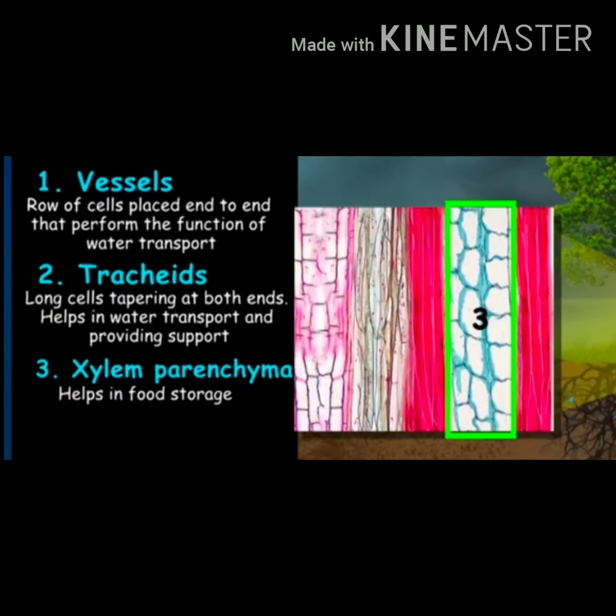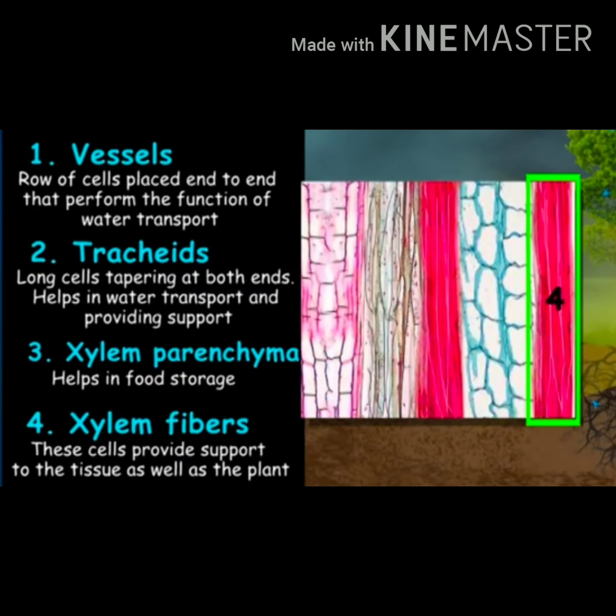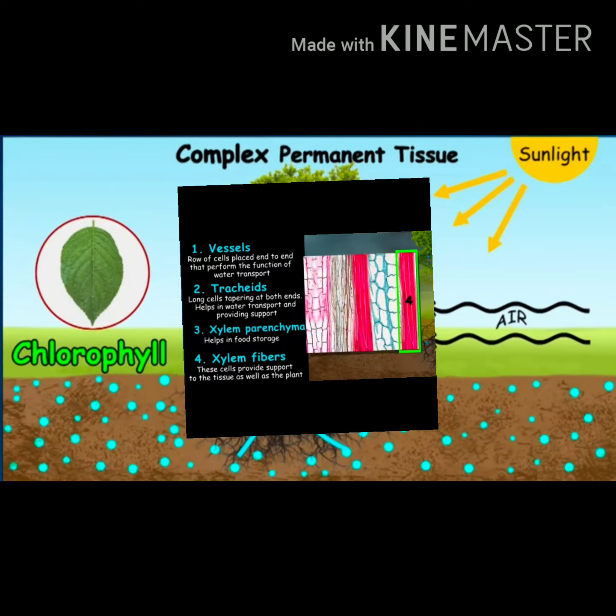The third one is xylem parenchyma, and it helps in storage of food. As we have studied earlier, parenchyma is used to store food. That's why it's similar to parenchyma, xylem parenchyma. The fourth one is xylem fibers. These cells provide support to the tissue as well as the plants. So this was about the xylem and its parts.